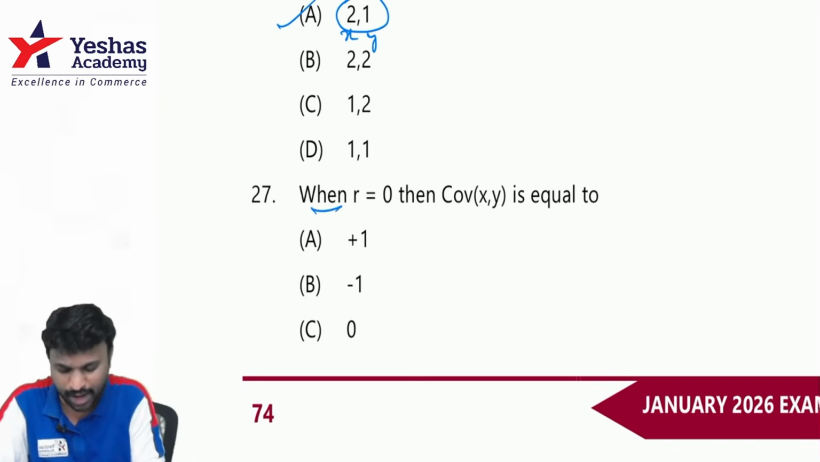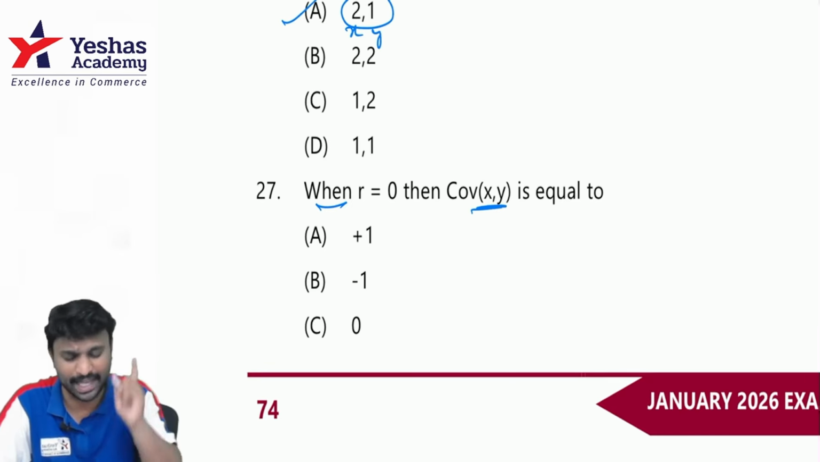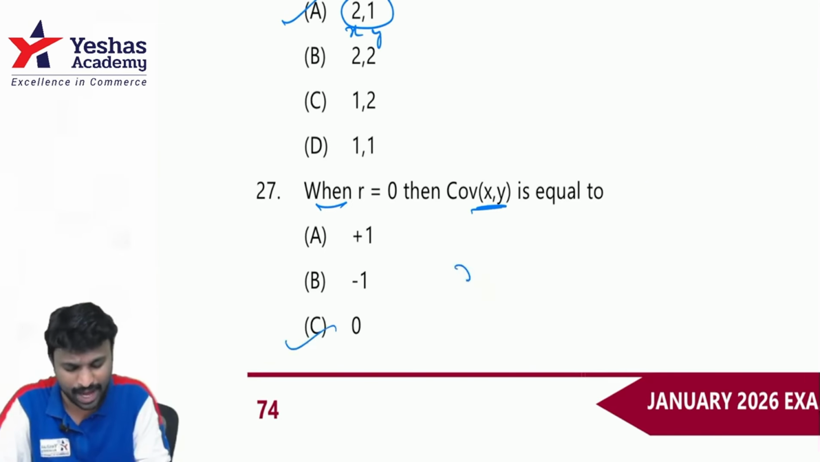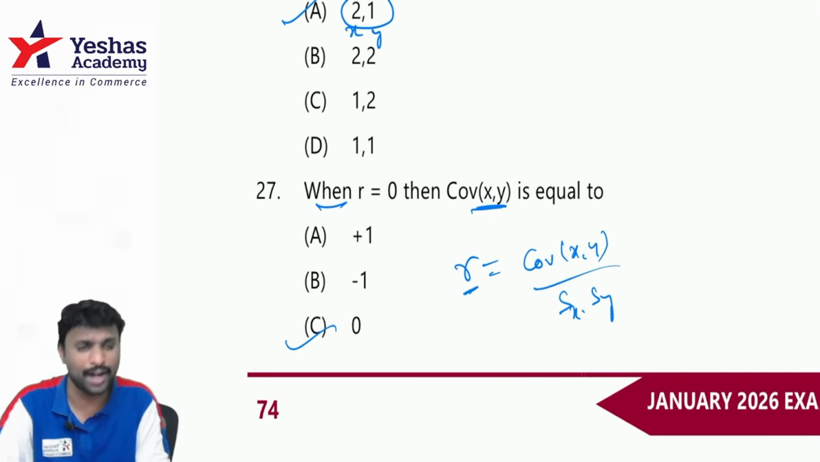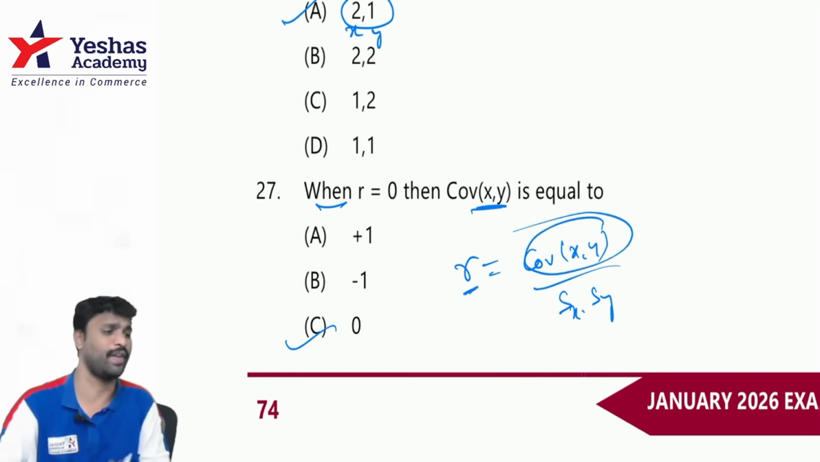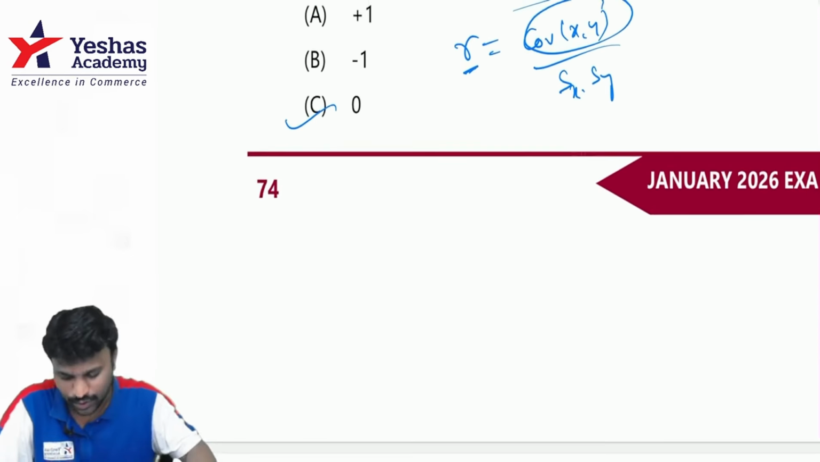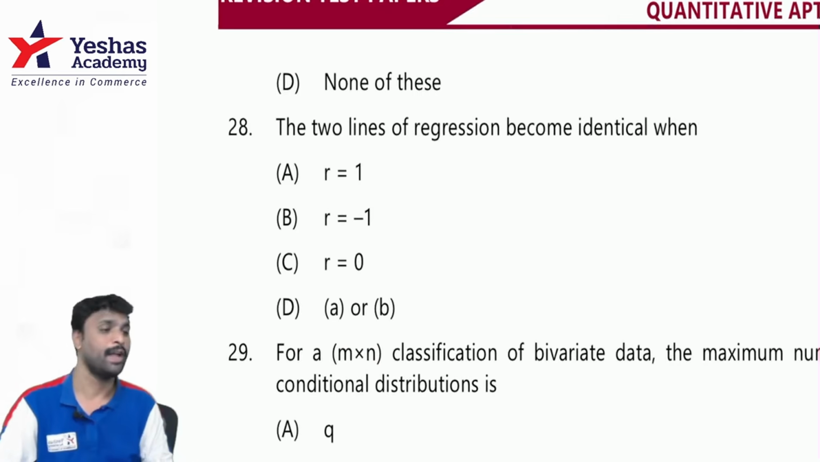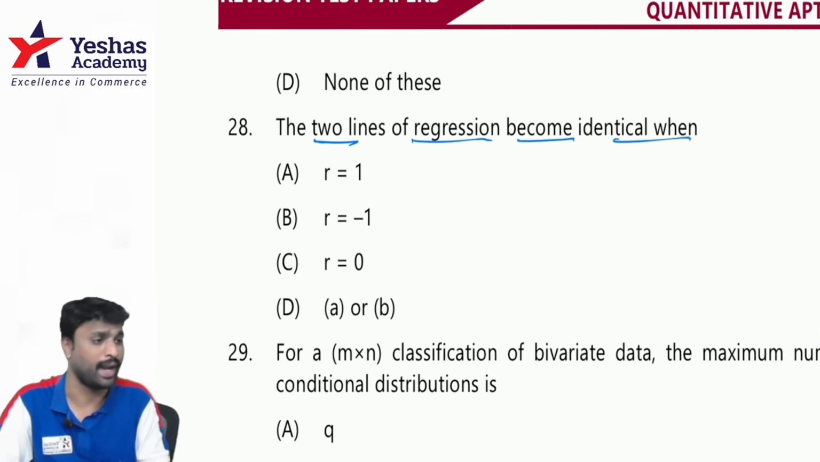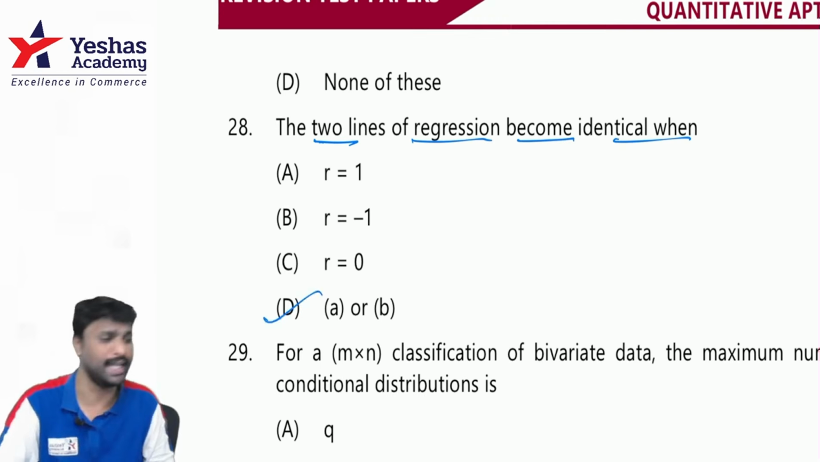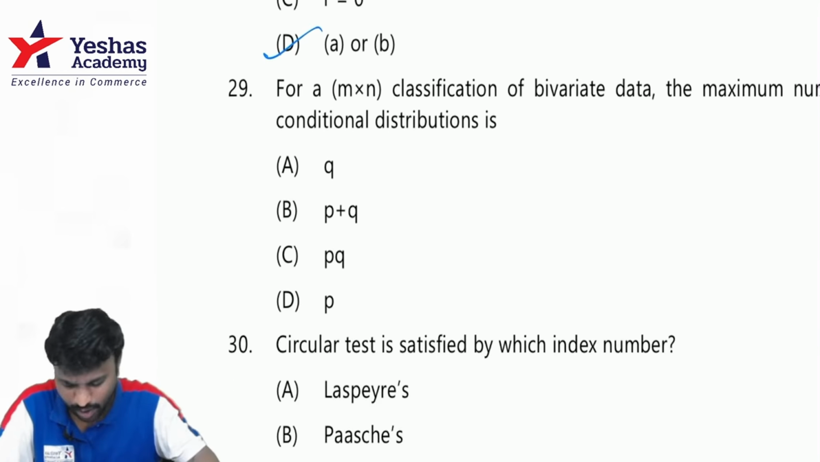Here's the next question. When r is equal to 0, then covariance of x comma y is equal to what? 0. Because r is equal to covariance of x comma y divided by sx into sy. So for r to be 0, definitely covariance of xy needs to be 0. So option C is the right answer. Question number 28. The two lines of regression become identical when r is equal to plus 1 or r equal to minus 1. That means option D is the right answer, either A or B.